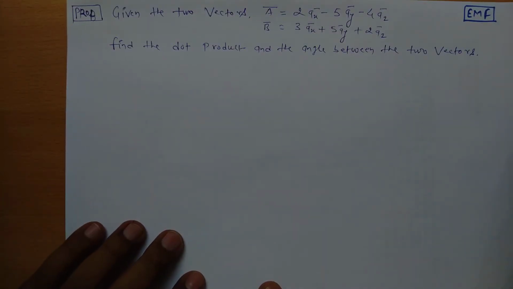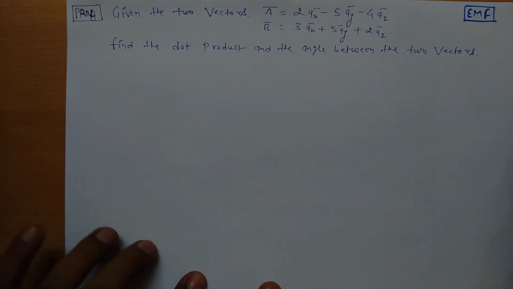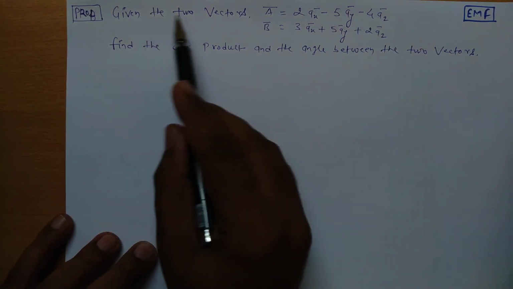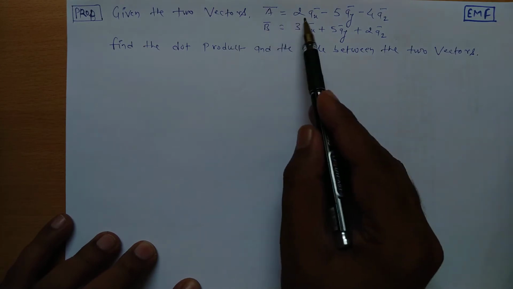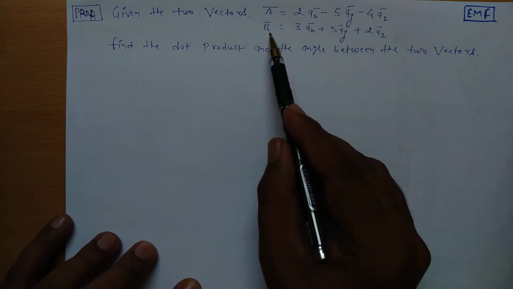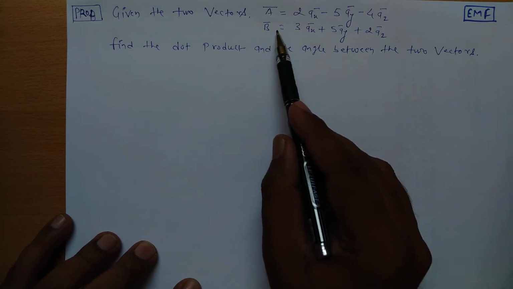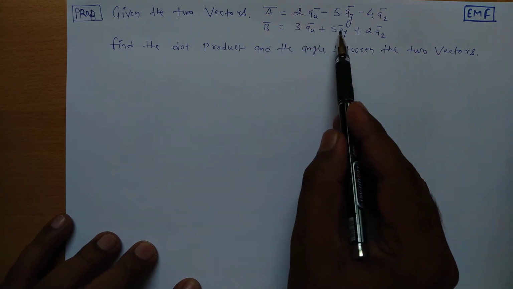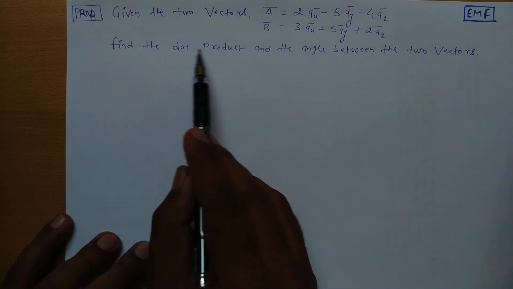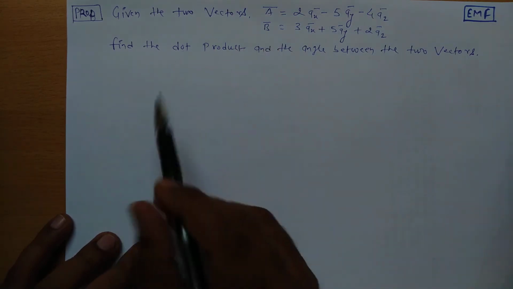Hello everyone. Now in this video of EMF we'll take one problem. First we'll read the problem. Given the two vectors, vector A is defined as 2ax minus 5ay minus 4az, and second vector, vector B, is given as 3ax plus 5ay plus 2az. So find the dot product and the angle between the two vectors.